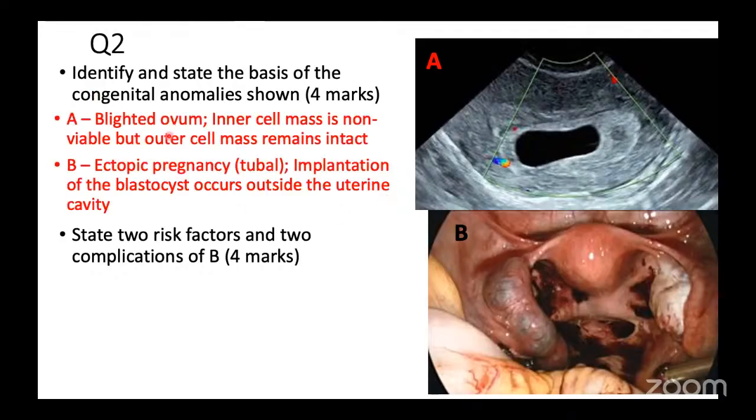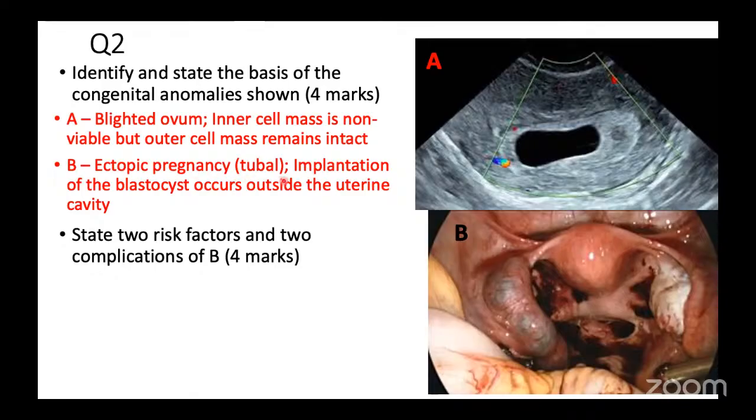Not a common term used anymore. Usually we just call it abembryonic pregnancy or just early pregnancy loss. But yeah, blighted ovum, okay? The second one here, this one is the fallopian tube on the right side. You can see there's this mass here. So this is actually the conceptus, which has implanted and it started to grow. And so that's an ectopic pregnancy.